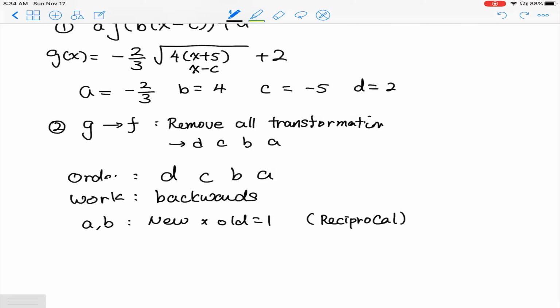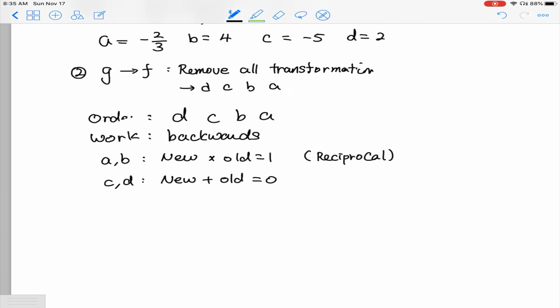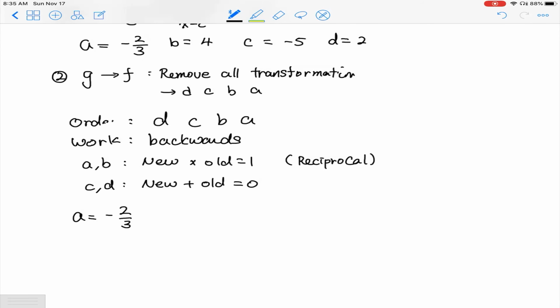Then the next ones are C and D. Remember, for C and D, these are the horizontal or vertical translations, and in order for us to nullify the effect, they have to be 0 in terms of the value. If the C is 0, it does not move left or right. Same thing goes for the D vertically. So when the new one is added to the old one, it has to be 0. Our original A, B, C, and D were A being negative 2 over 3, B being 4, C being negative 5, D being 2. And as we go backwards using the nullification, they have to reach 1 or 0 based on the type.